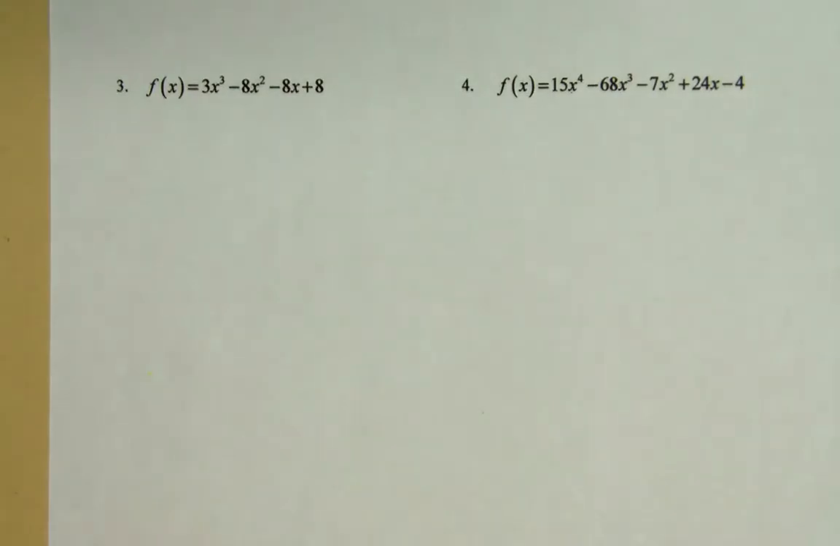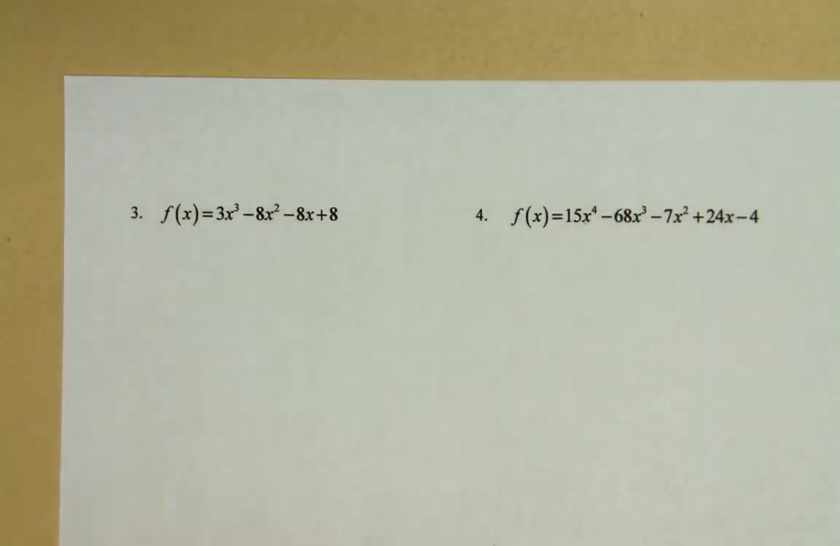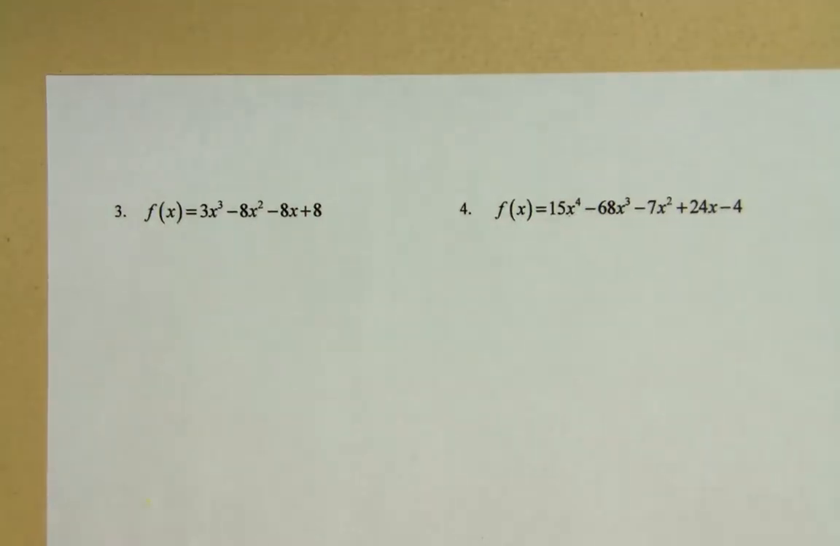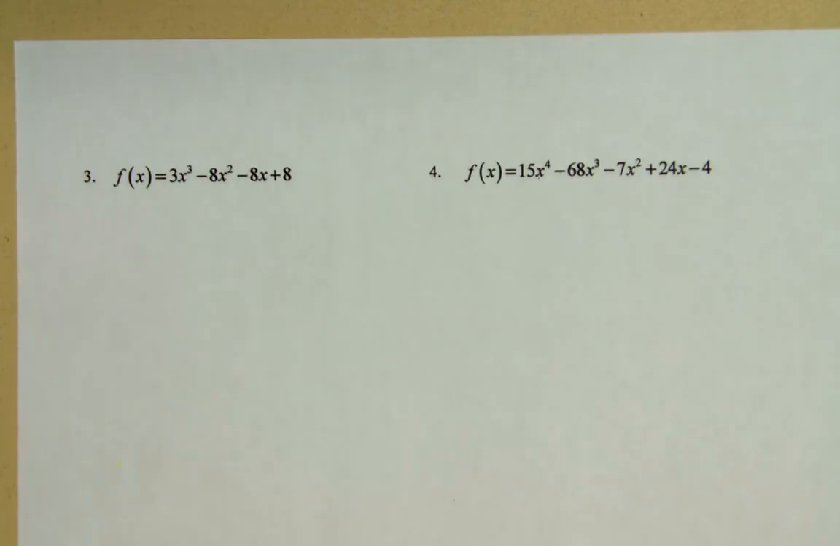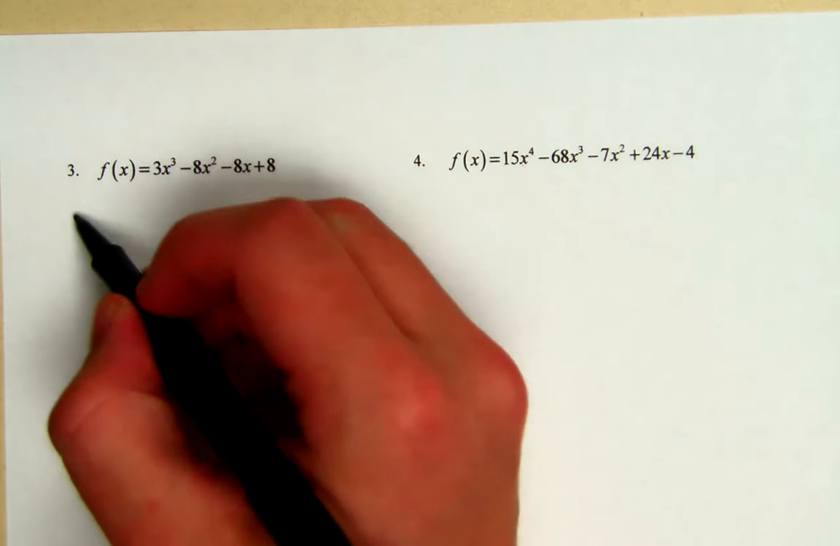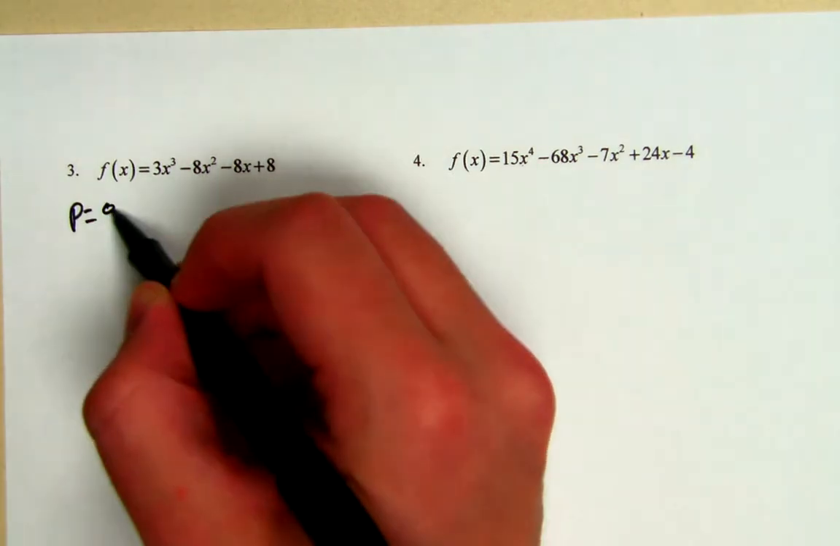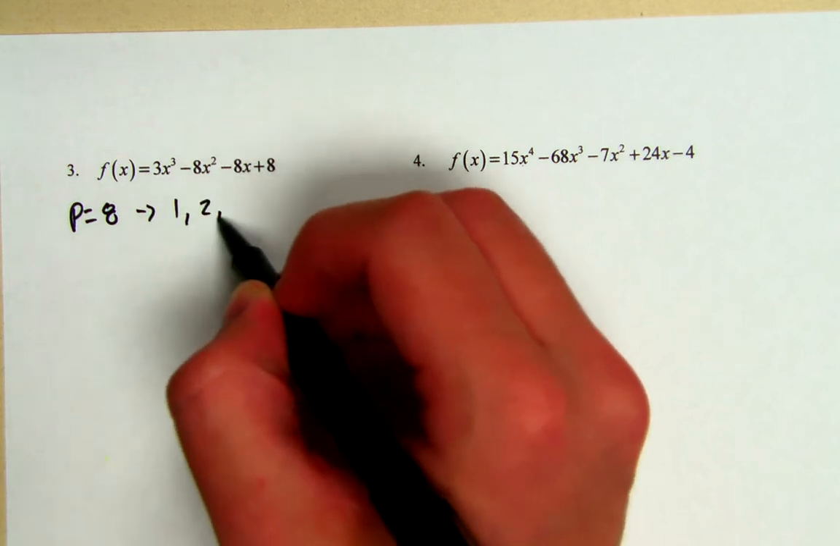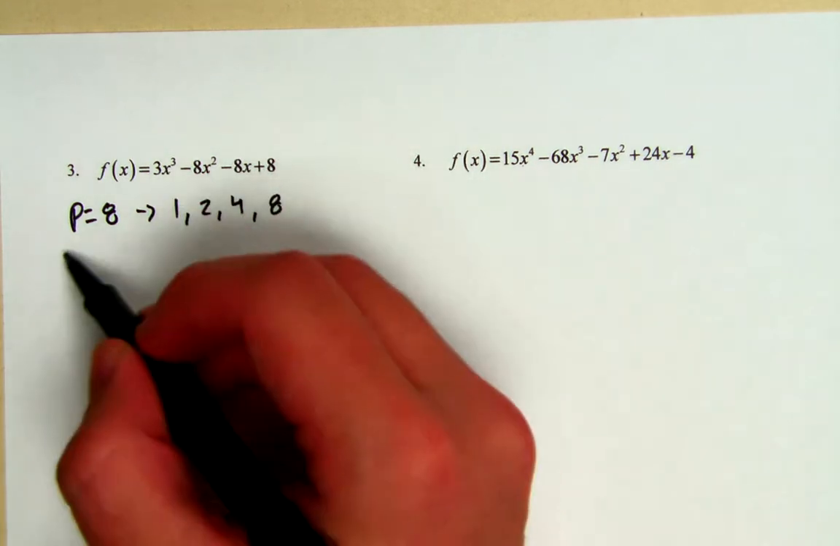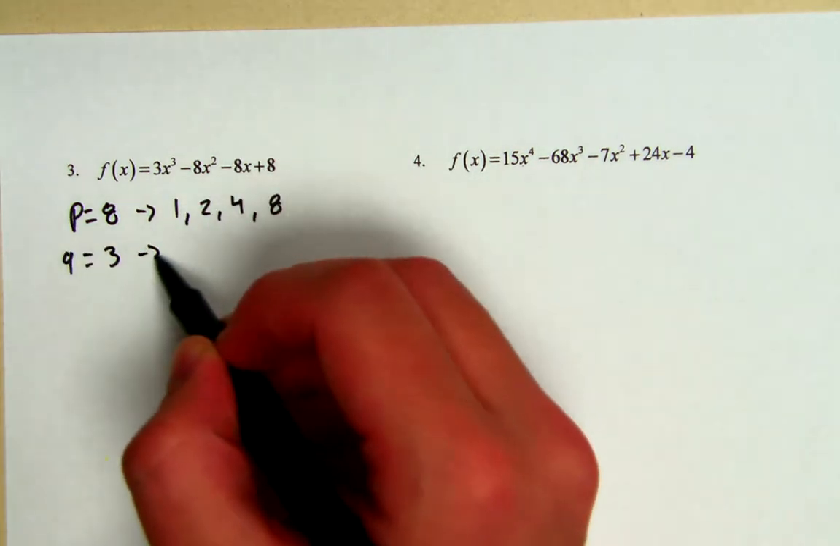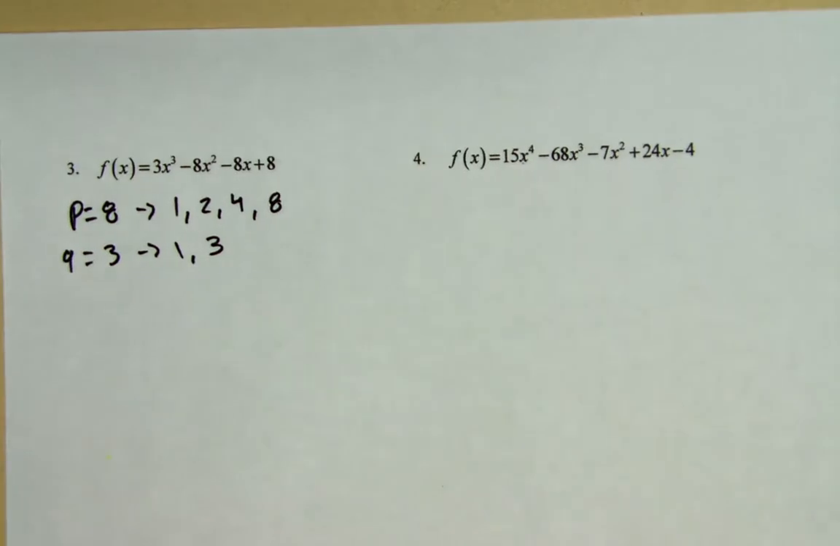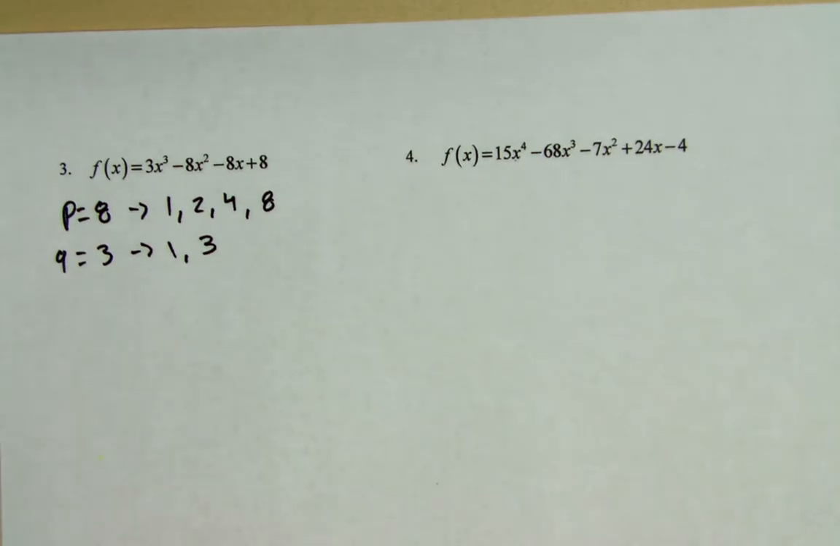Alright, let's get a little bit more advanced before you try these on your own, although you could certainly be trying these on your own already. So P equals 8. Got 1, 2, 4, and 8. Q equals 3. Now I've got 1 and 3. So now my list makes it a little bit more tricky.